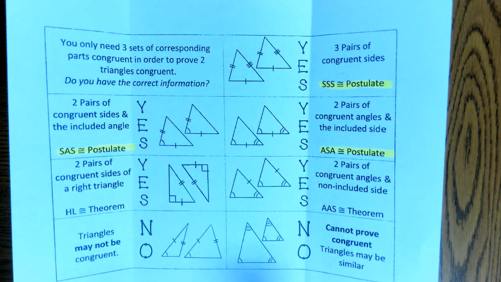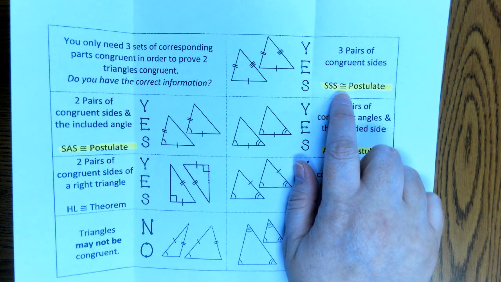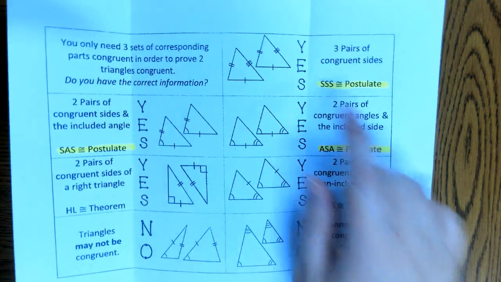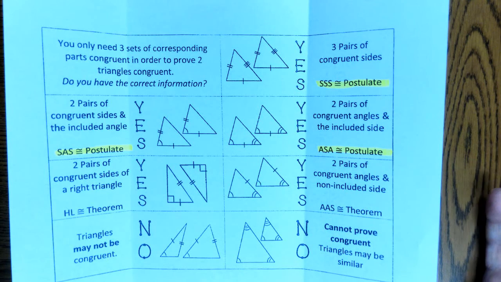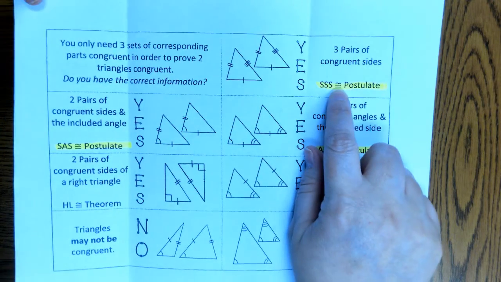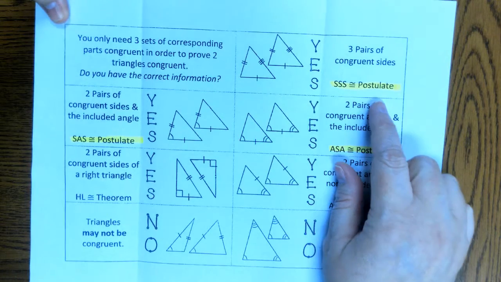Now I will tell you, make sure you put this symbol, and the reason is the next section that we cover will be similar triangles, and some of these 3 sets of letters have also rules for similarity. So you don't want to just say SSS, because then are you meaning congruence or similarity? So at least put the congruent symbol, even if you don't write out the word postulate or theorem. Okay? So these 3 are true always.